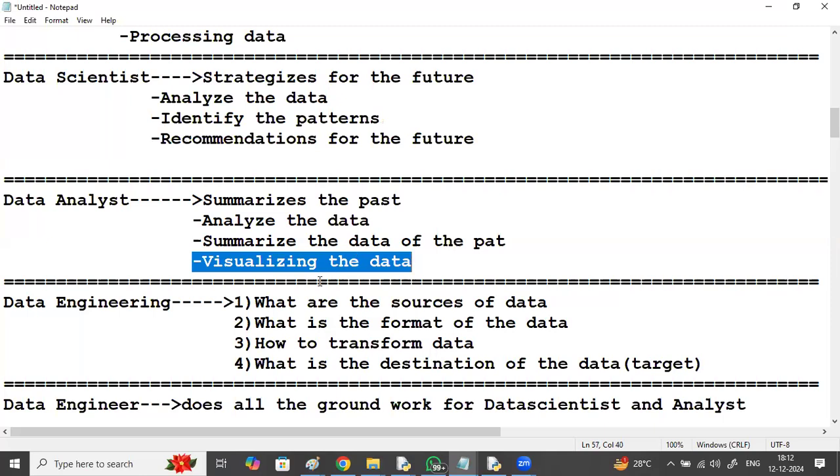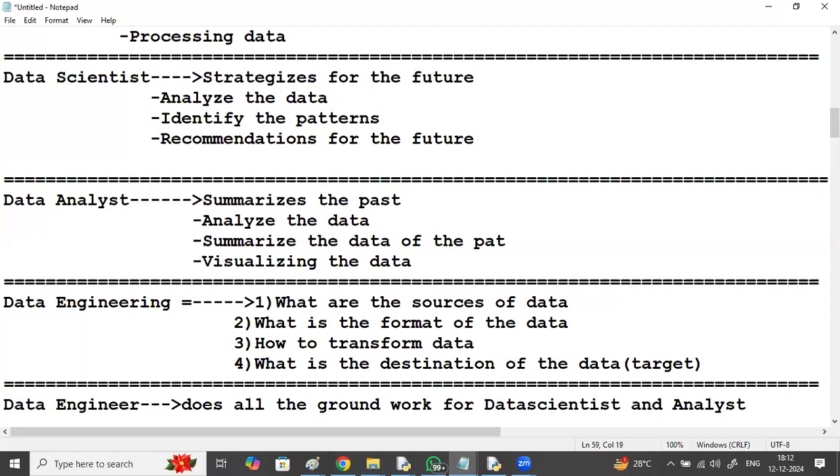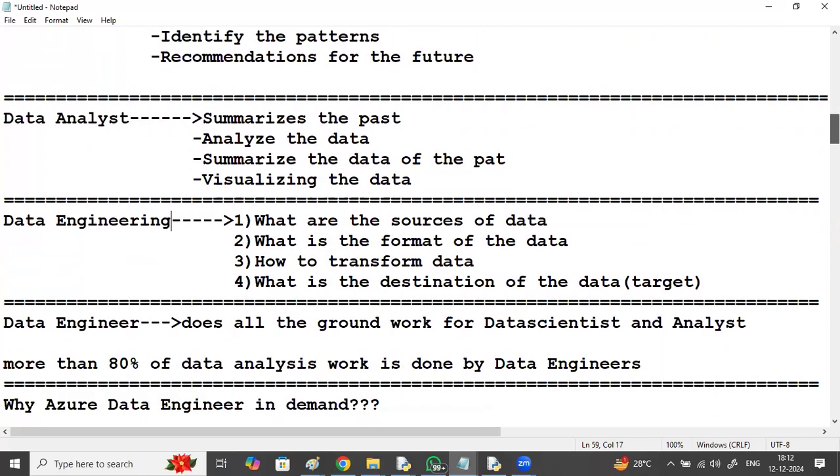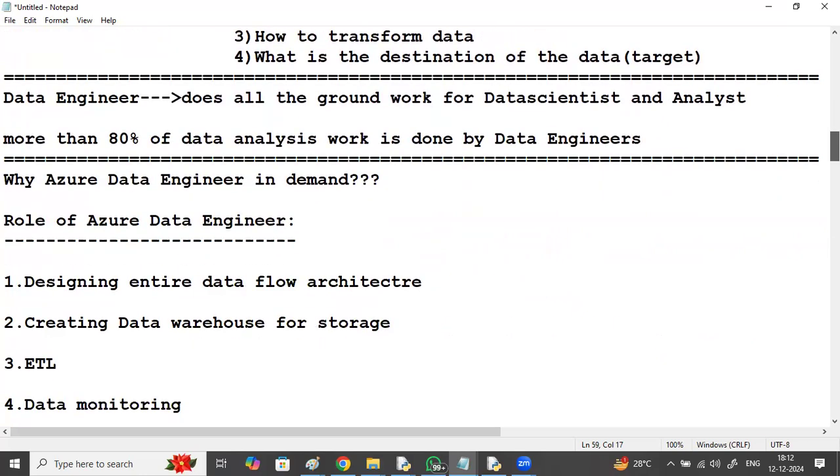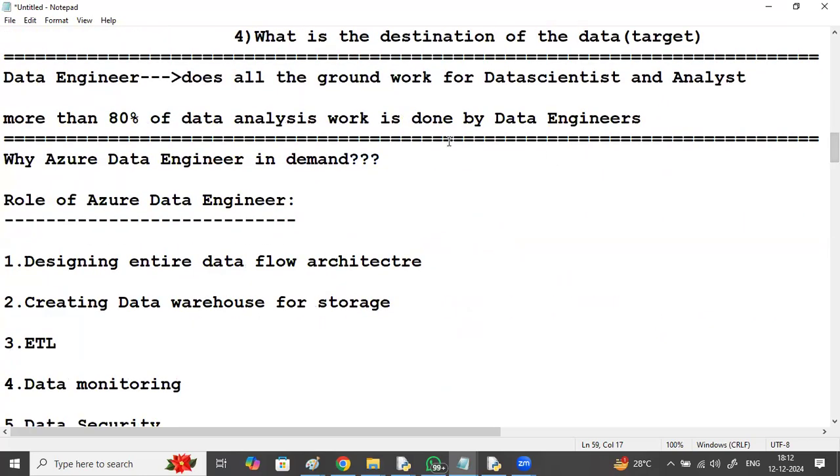Okay, data engineer, right? What does data engineering involve? It involves knowing the sources of the data: from where we need to pull the data, what the format of the data is, how to transform this data, and what the destination of the data is. What is the target? We need to write the data too. The data engineer does all the groundwork for the data scientist and data analyst. More than 80% of the data analysis work, whatever we say, extracting, transforming, loading, is done by data engineers.